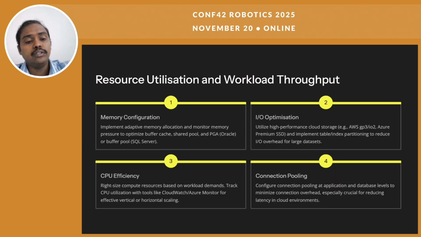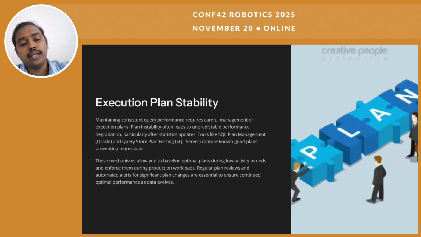Now we'll look into resource utilization and workload throughput. Efficient resource management ensures maximum throughput. Memory, IO, and CPU must be appropriately sized, while connection pooling helps reduce the latency in high concurrency environments. Execution plan stability ensures predictable performance.